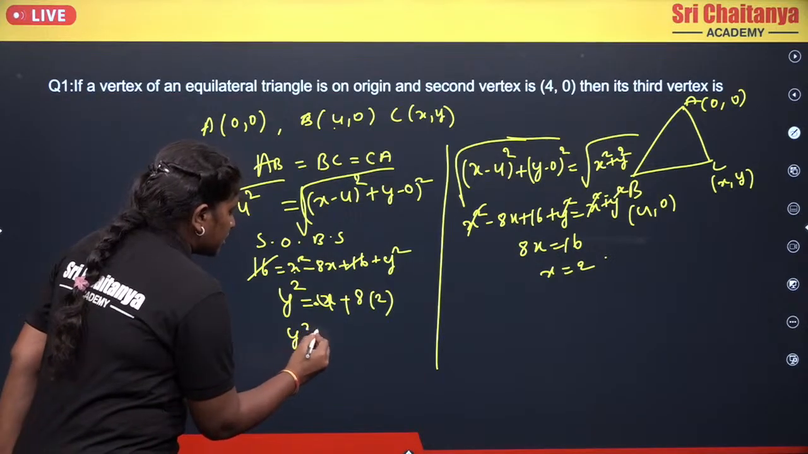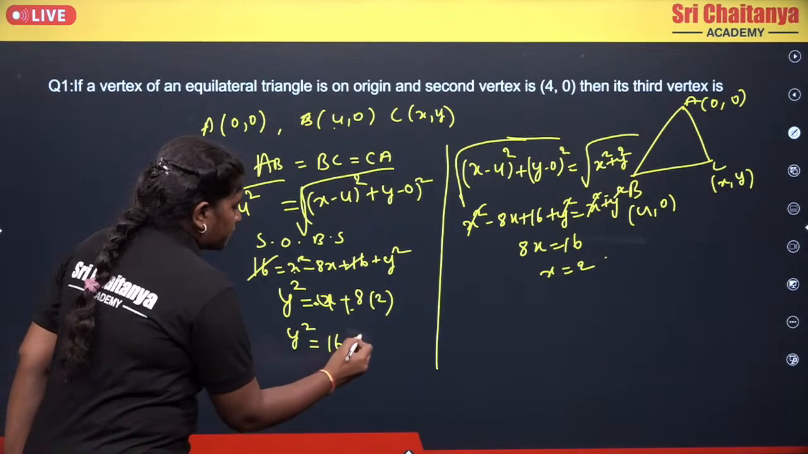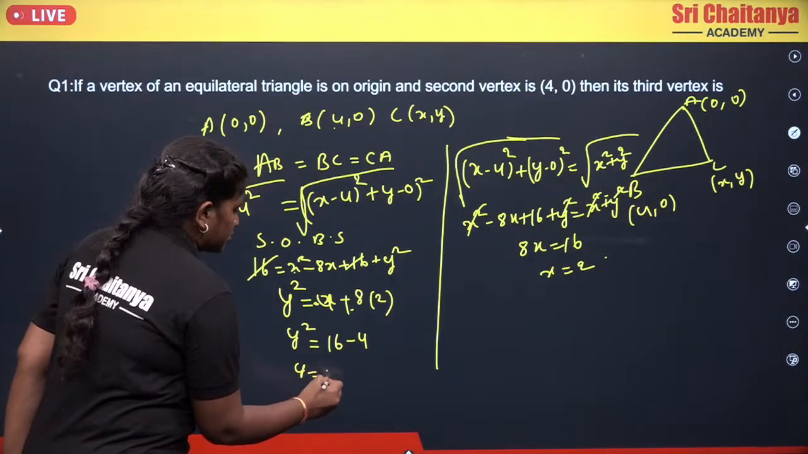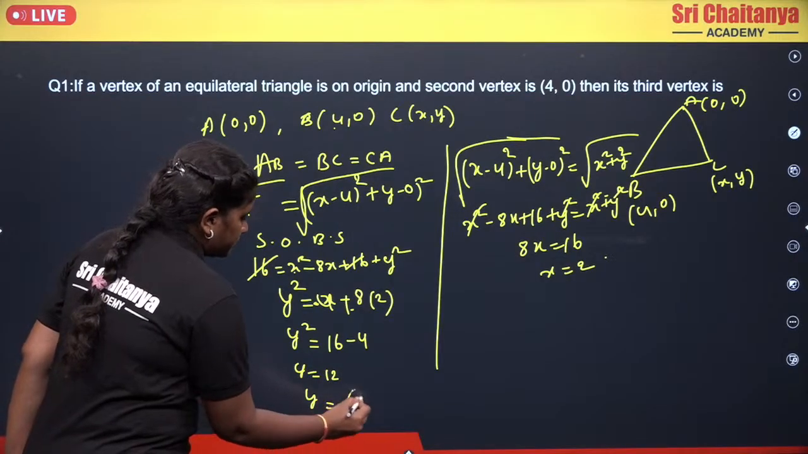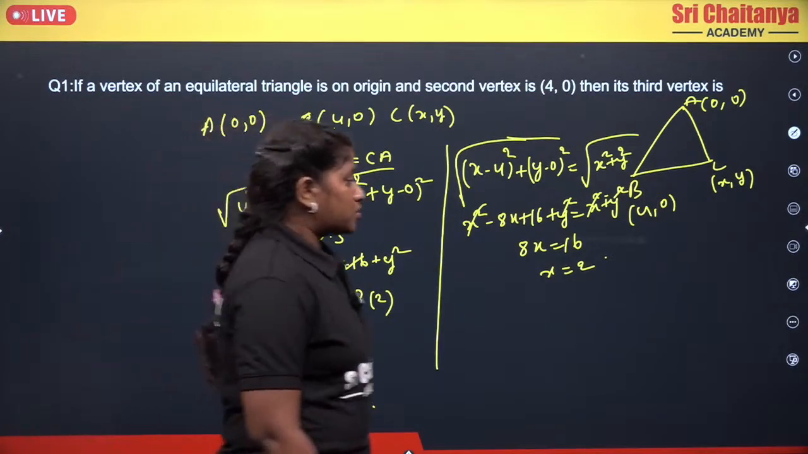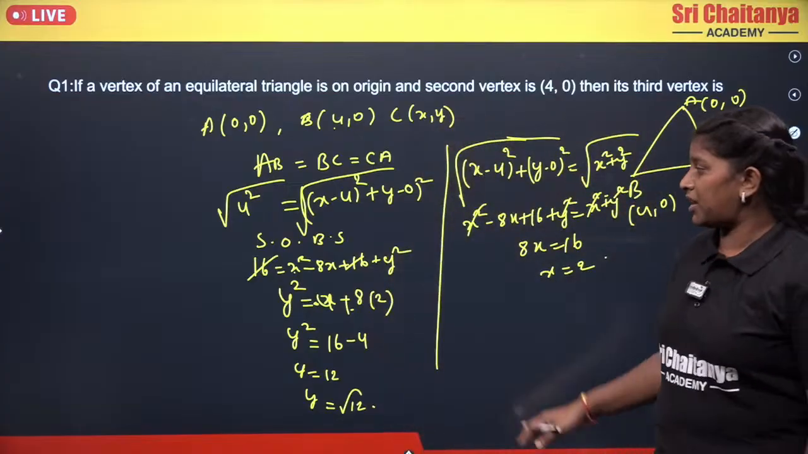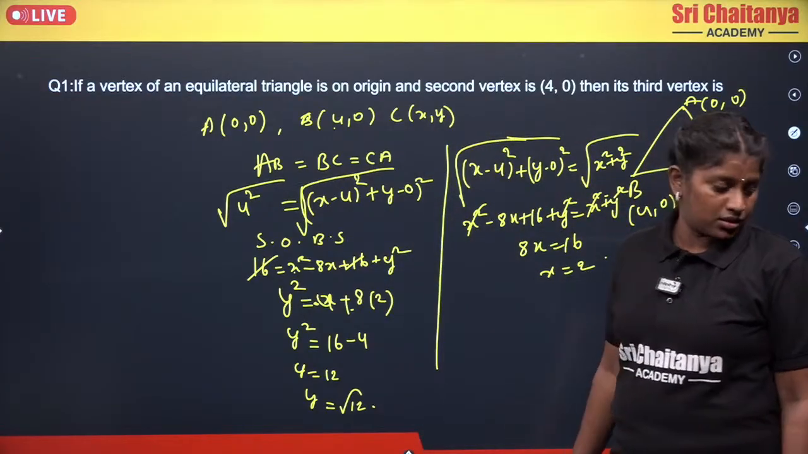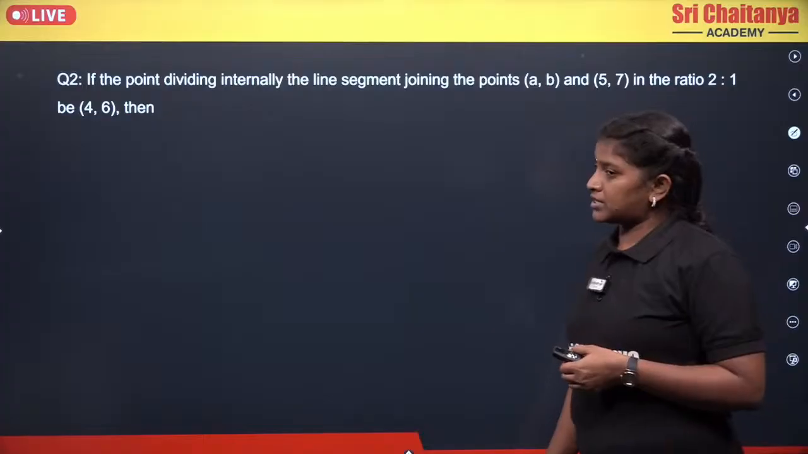So now y square equals 16 minus 4. So y square equals 12. So y equals root 12. Okay. So now this is how we are going to simplify if they give the conditions like this. Clear? Now moving to the next.